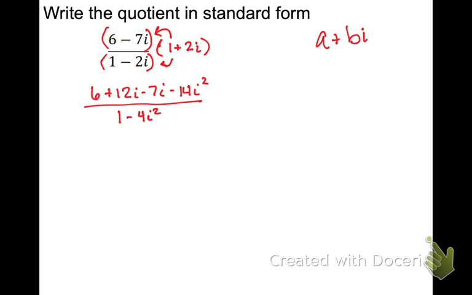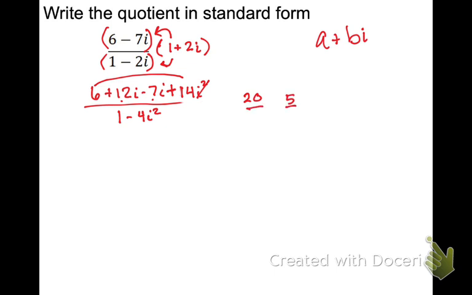So what's this i squared do? Make the 14 what? Positive. So it makes it positive. Okay, so I've got 6 plus 14 is 20. And then 12 minus 7 is 5.